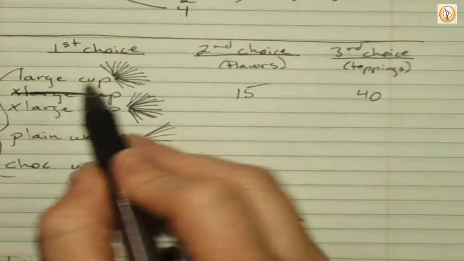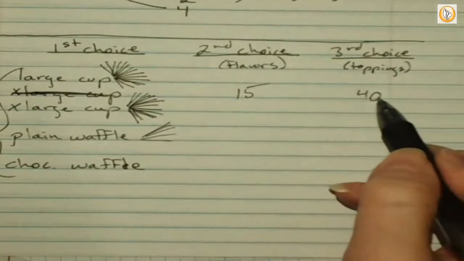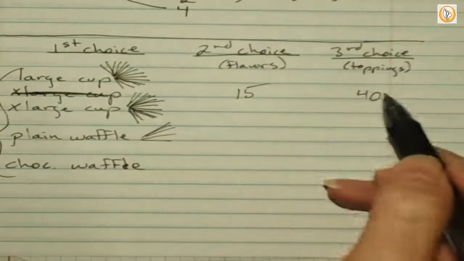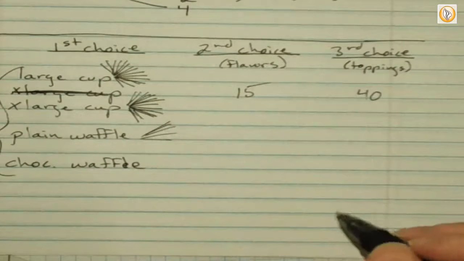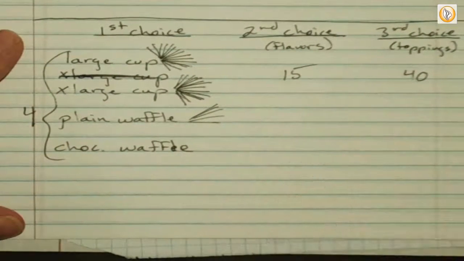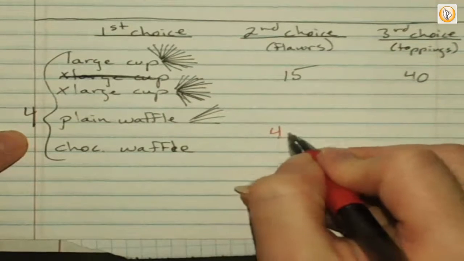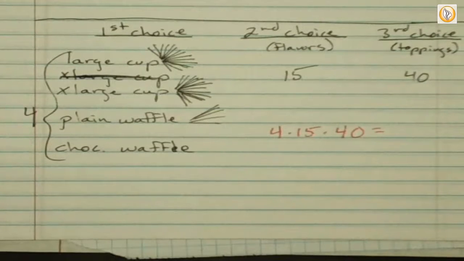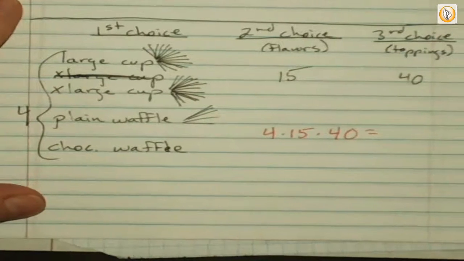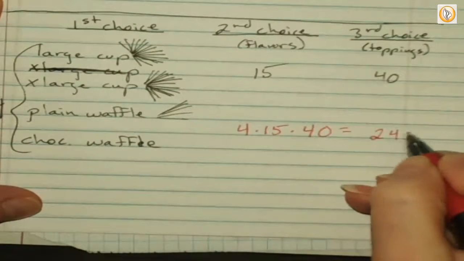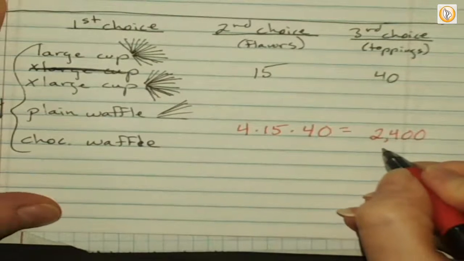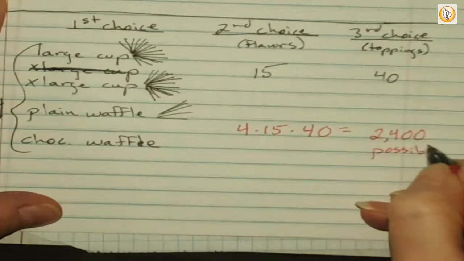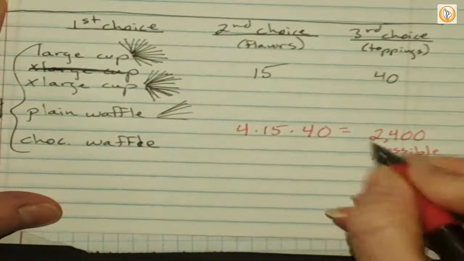Horrible. Like large cup strawberry M&Ms, large cup vanilla M&Ms. I mean, we would be here all day long. But instead, we can just multiply 4 times 15 times 40. And for the sake of time, I'm going to do it on my trusty calculator right here. 2,400. So in this case, there are 2,400 possible choices.